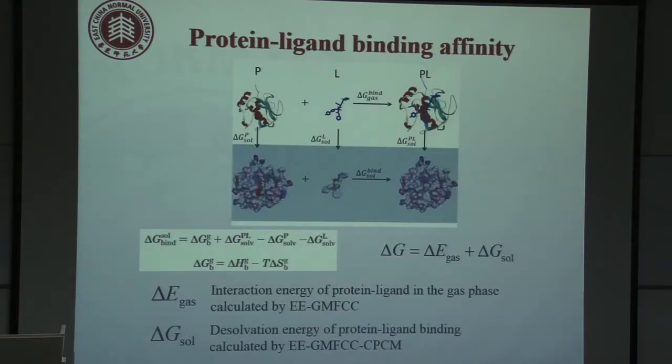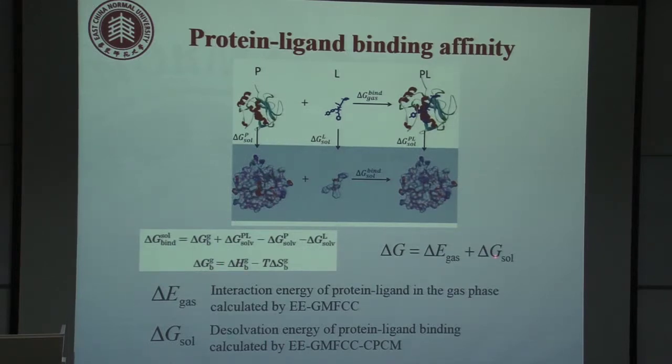So what do we do next? We apply this EGMCC CPCM to predict protein-ligand binding affinity using this thermodynamic cycle, which was discussed by Kenny and Peng Yu yesterday, so I will not go through the details here. The entropy part is pretty difficult to get for large systems. We are really pushing hard in this direction.